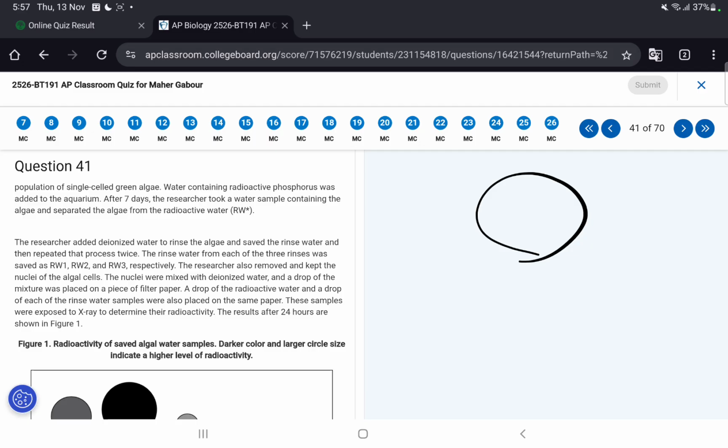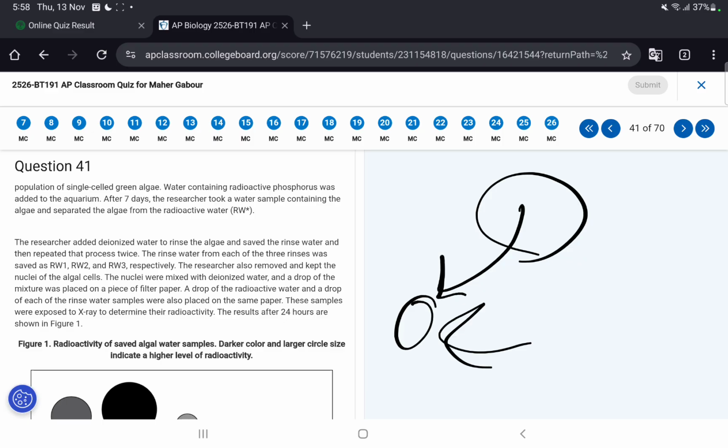So they added the radioactive phosphorus to this cell, and then they actually took out the nucleus of the cell as well. So they extracted the nucleus out of the cell, and then they started to put water on it. They put water on it once to get rid of the excess phosphorus, because they want to see only the nucleus. They want to see only the radioactivity of the nucleus. They don't want to see the excess radioactivity, the excess phosphorus that's outside the nucleus. So they rinse it with water once, twice, 3 times. All the excess radioactivity is gone.